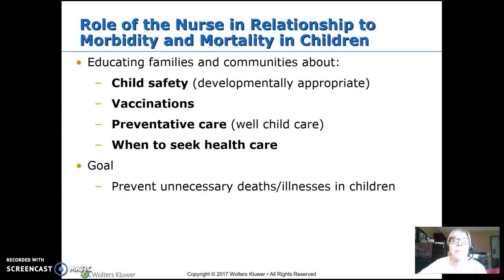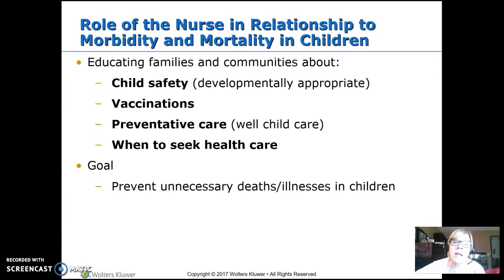So, the role of the nurse in relation to morbidity and mortality in children is that we do a lot of education. Let's teach families about child safety and think about the child's age developmentally. What are they doing? What safety do we need to teach? Let's teach about vaccinations. There's a lot of bad information out there.